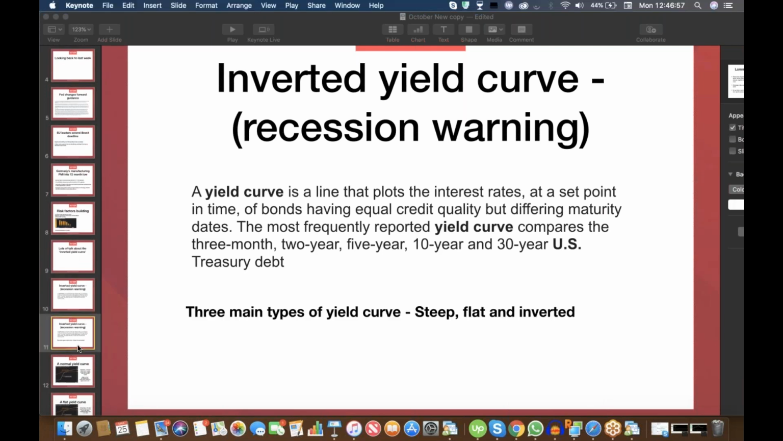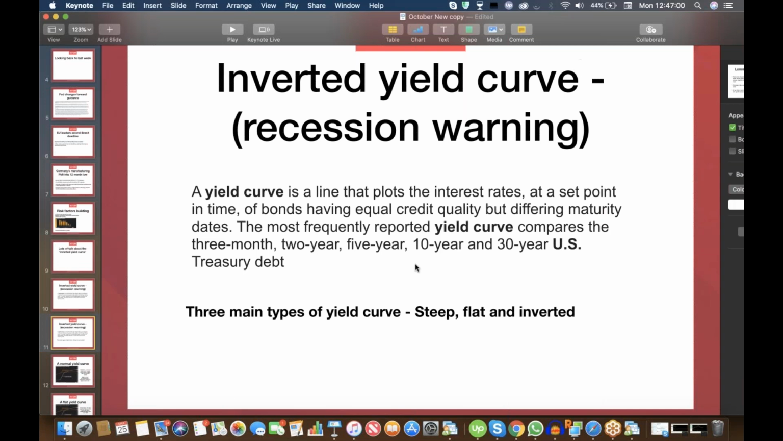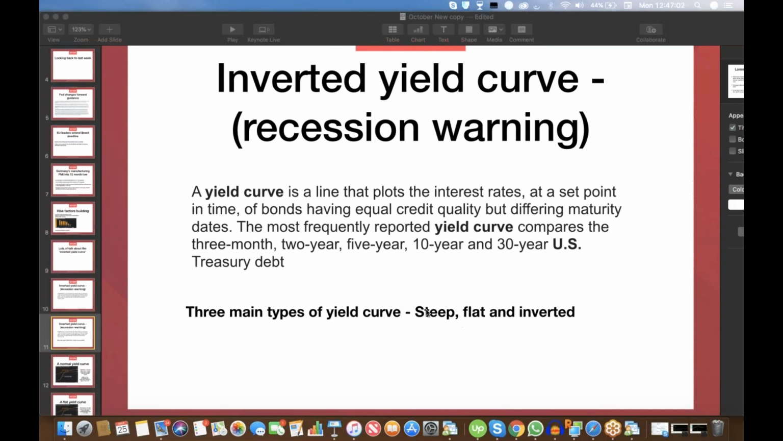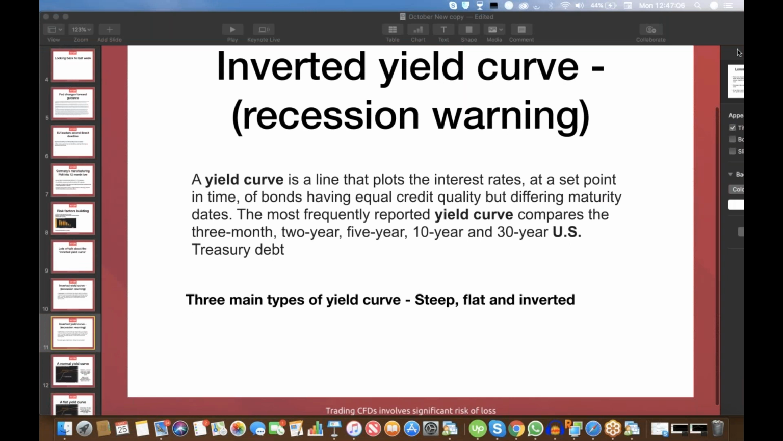Now, when it comes to the yield curve, there are three main types: a steep yield curve, a flat yield curve, and an inverted yield curve. So a picture paints a thousand words with this. So we're going to get a normal yield curve.